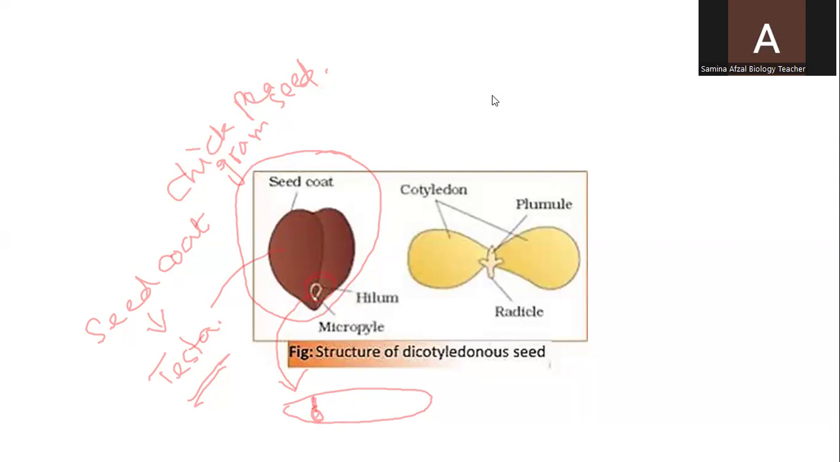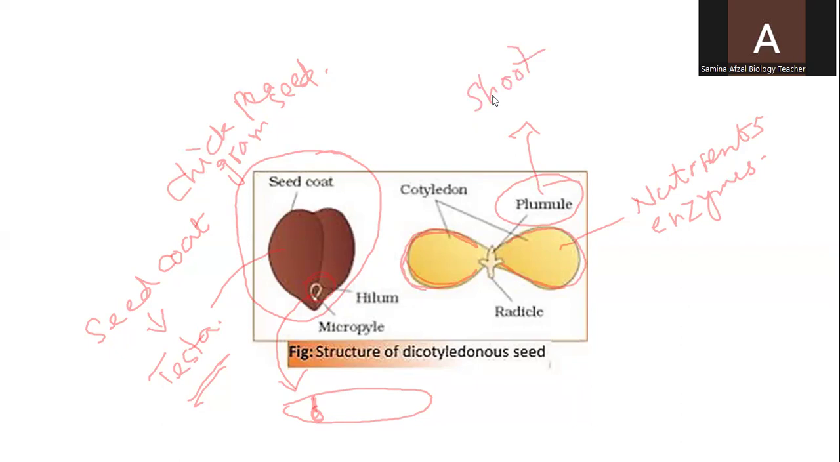Now, if we peel off the seed coat of any seed, we can see different parts. First of all, this swollen part of the seed is called the cotyledon, and the cotyledon contains nutrients plus enzymes for the growth or germination of these seeds. The plumule will change into the shoot, the future shoot, and the radicle is that part of the seed which germinates into the root.